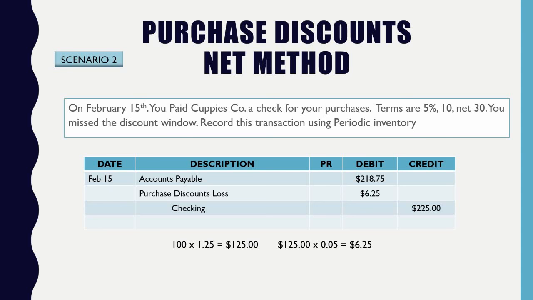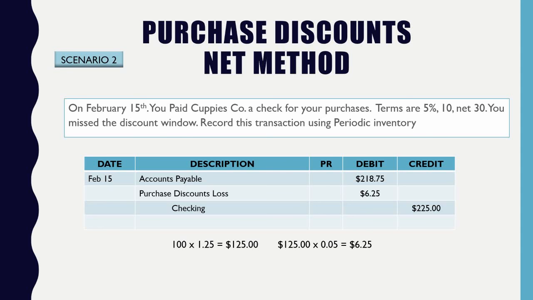So again, in the first scenario, we knew we were going to pay early. But this time, this is just in case I am using the net method and I forgot to pay. Then I have to recognize that I actually lost that discount. I don't get to take that discount anymore. So instead of reversing the transaction, you're just going to end up paying more. So here, instead of paying $218, now I have to pay an additional $6.25 because I missed the pay period, and I recognize the loss.